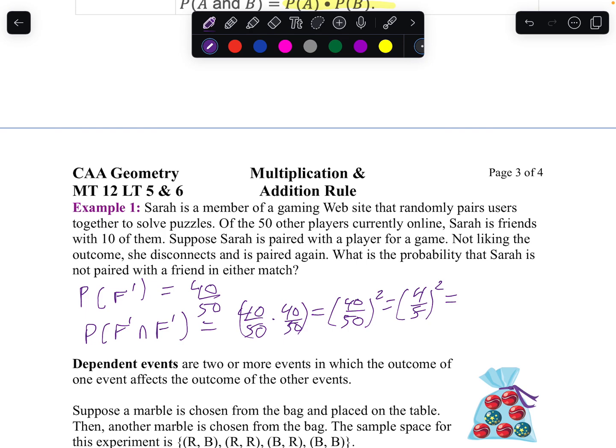That's not a bad fraction to work with. We could say 16 out of 25, that's understandable. But you could also write it as a decimal. And 16 divided by 25 is 0.64, or 64%.